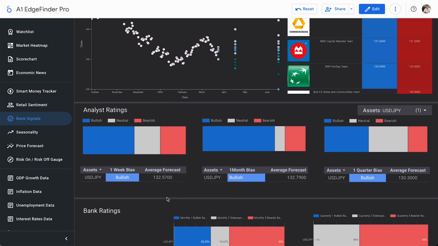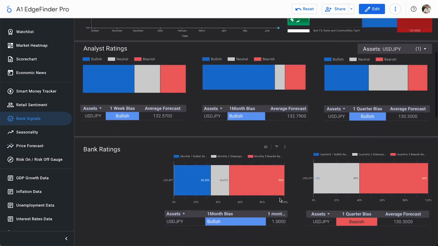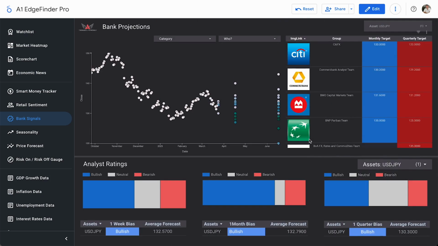Analyst ratings here. Analysts are actually favored bullish on USD JPY. They think that it's going to turn around and start making some moves to the upside. We can see they're favored bullish on a weekly bias, favored bullish on a monthly bias, and favored bullish on a quarterly bias as well. And the bank ratings, we can see those down here as well. So again, super useful, super interesting tool.